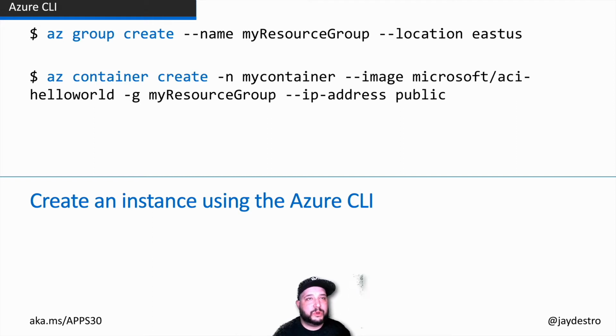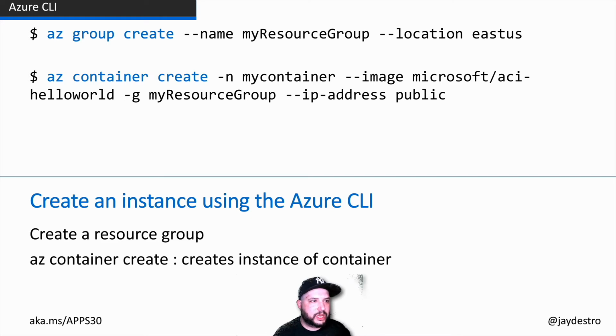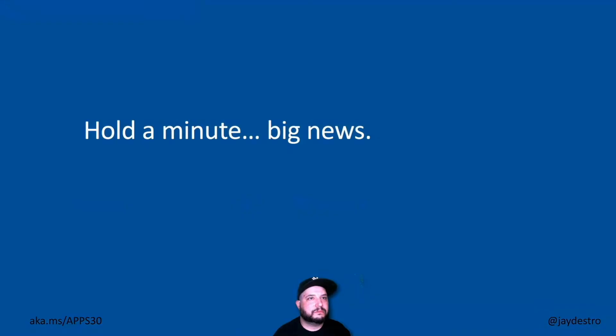To create an Azure Container Instance, we just provide the container location. We named it My Container. We give the image of the Hello World located in the Microsoft repository. We give the resource group that we just created, and then we have this IP address that we asked for, so we'll have a public IP attached to it. So, like I said, we'll create a resource group, we'll create the container, and then we'll have the container instance.